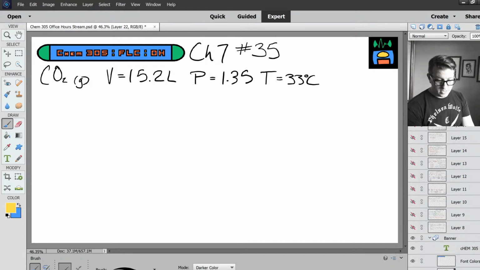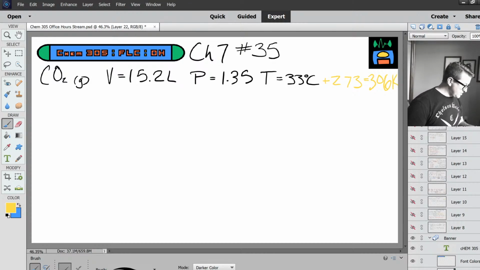Again, whenever you're playing with gas law stuff, just convert to Kelvin right out of the gate. This will be 306 Kelvin. There we go.